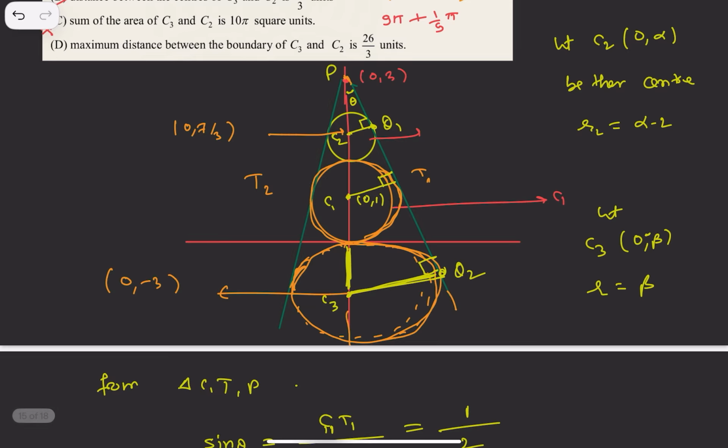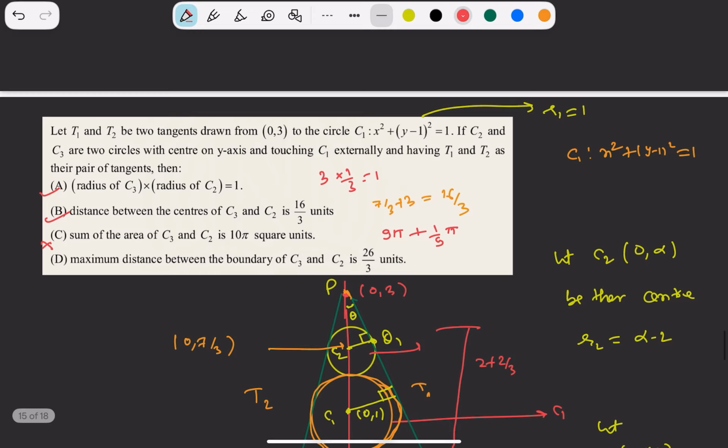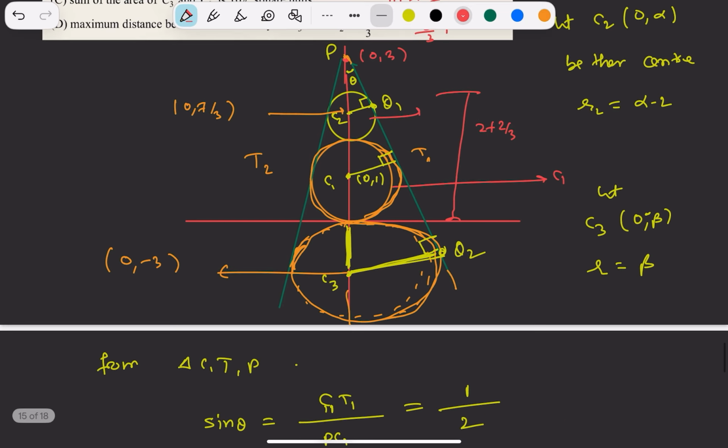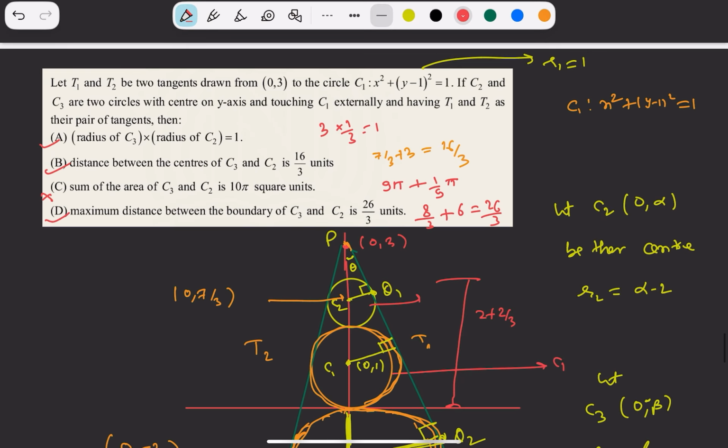Okay, wait. Basically, this is one radius, this is one radius. So 2 and 2, and this is 1 by 3, this is 1 by 3. So 2 by 3. So 2 plus 2 by 3. This distance we are getting is 2 plus 2 by 3, so that is 6 plus 8, 8 by 3. Next one: the last values, 3 plus 3, 6. So we write plus 6. So 18 plus 8, 26 by 3. Yes, so option D will be the correct one.